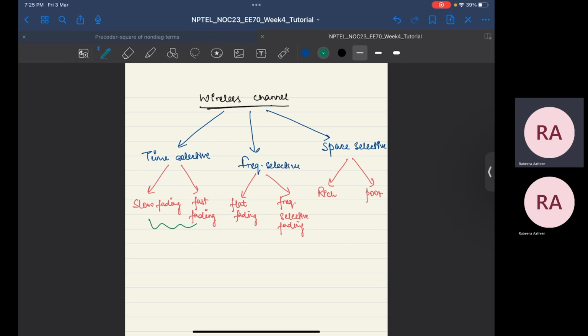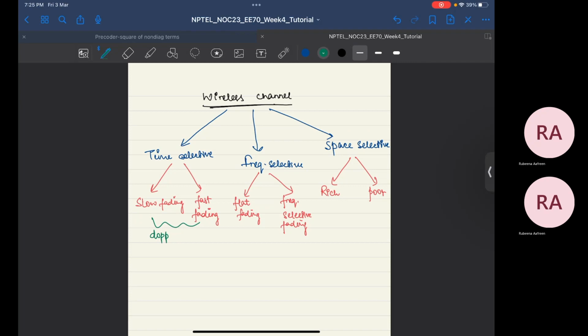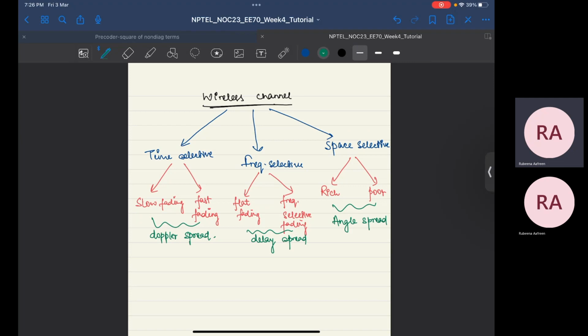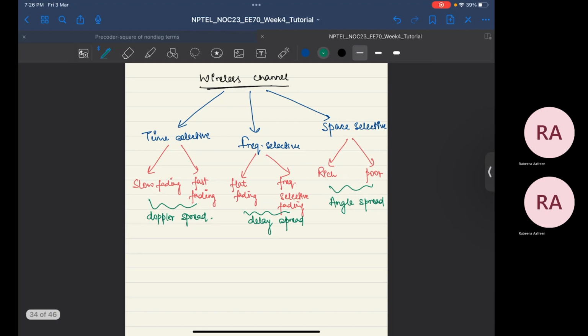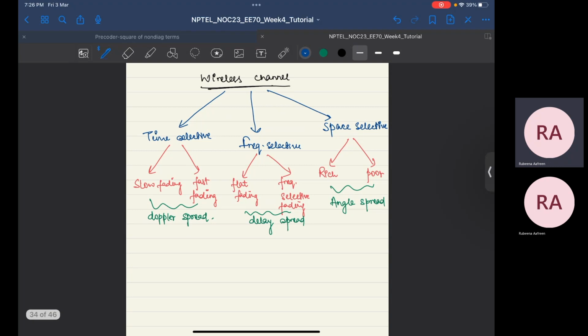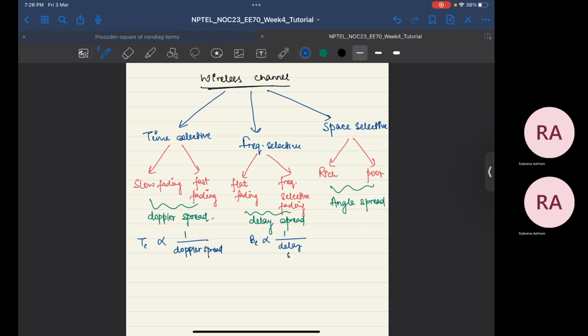This slow fading and fast fading, we knew it from Doppler spread. For frequency selectivity, we discussed delay spread that we were discussing till now. And for rich and poor scattering, we will be discussing angle spread. I'll write everything down and then carry on to angle spread. For Doppler spread, we defined coherence time that is inversely proportional to Doppler spread. Here we defined coherence bandwidth that is inversely proportional to delay spread. Okay. So here we are defining coherence distance that is inversely proportional to angle spread.